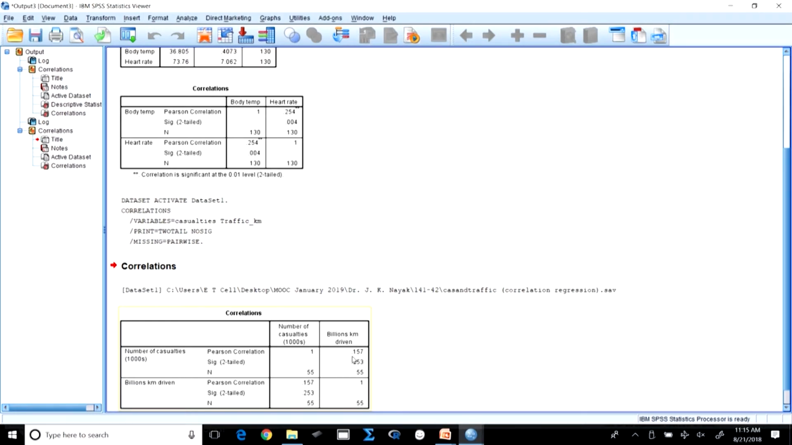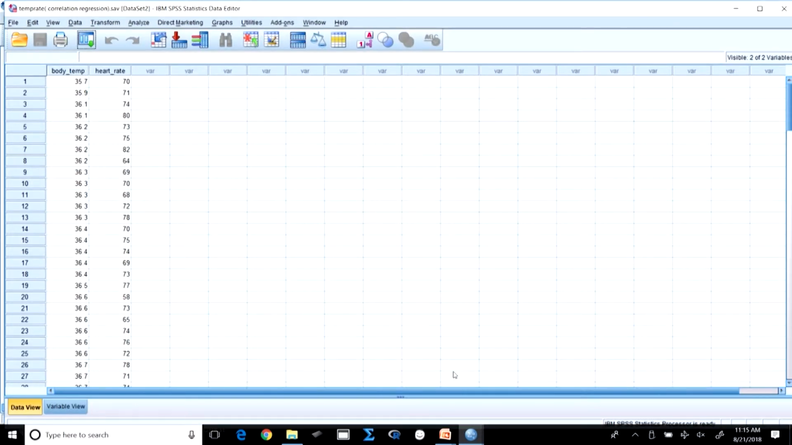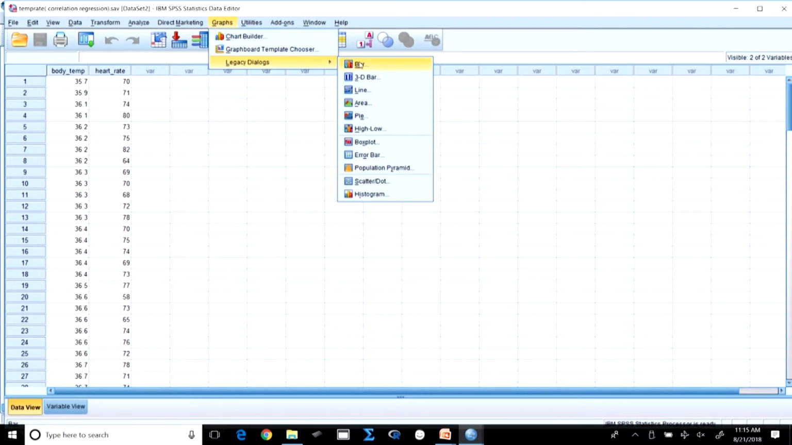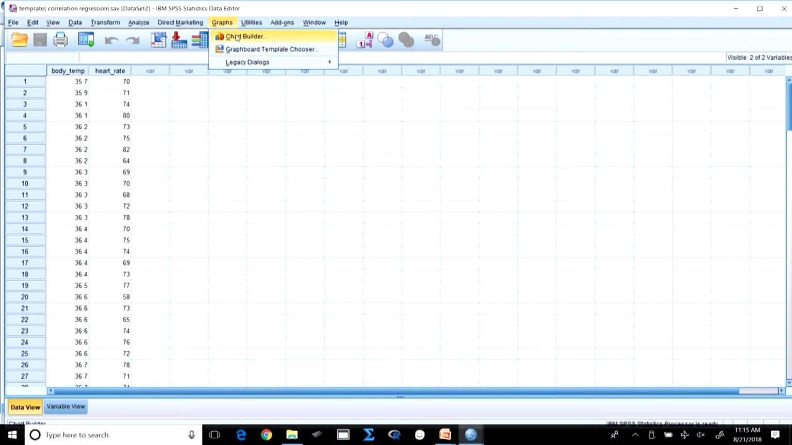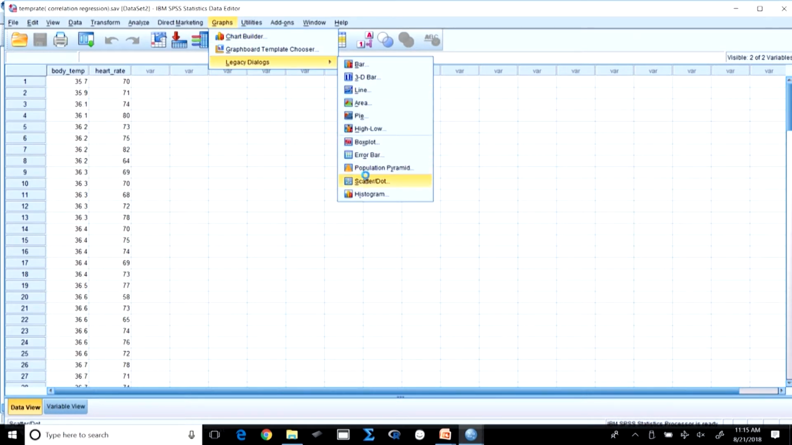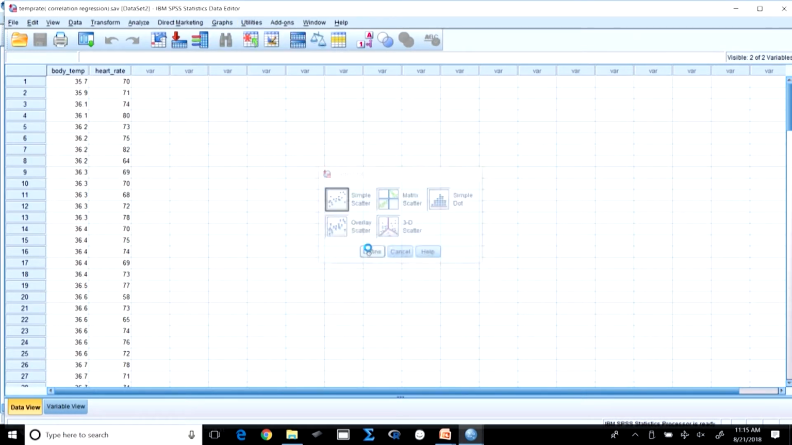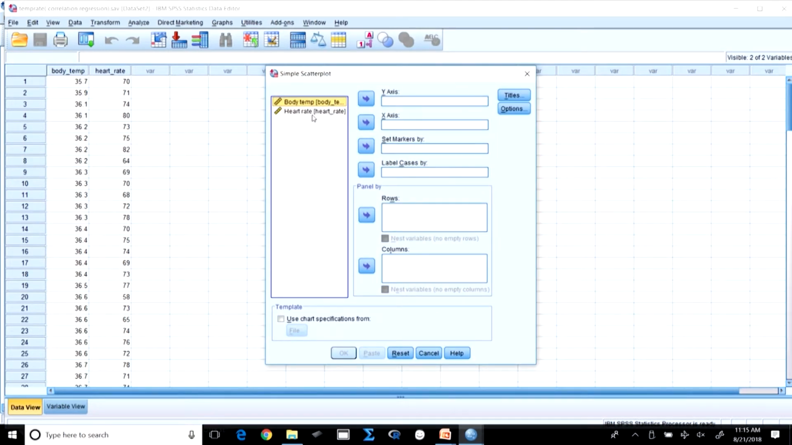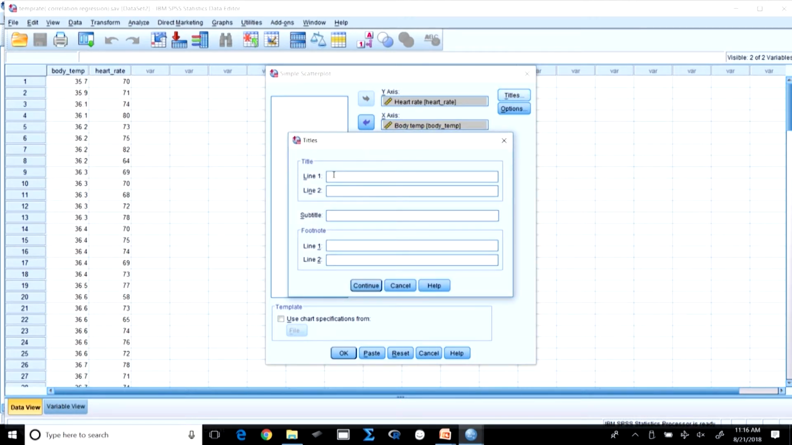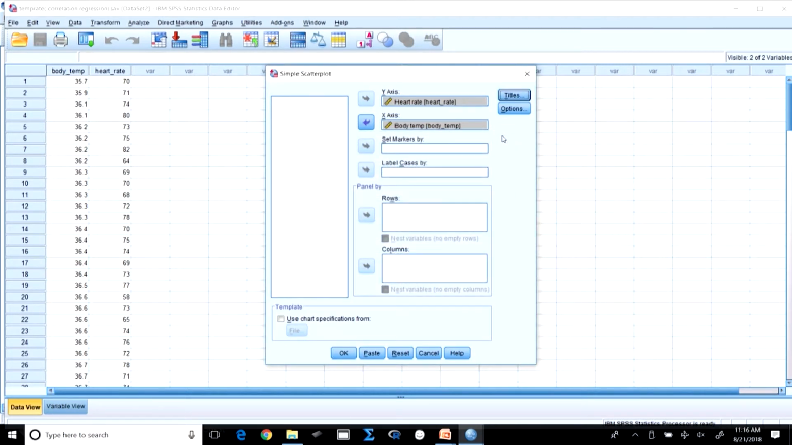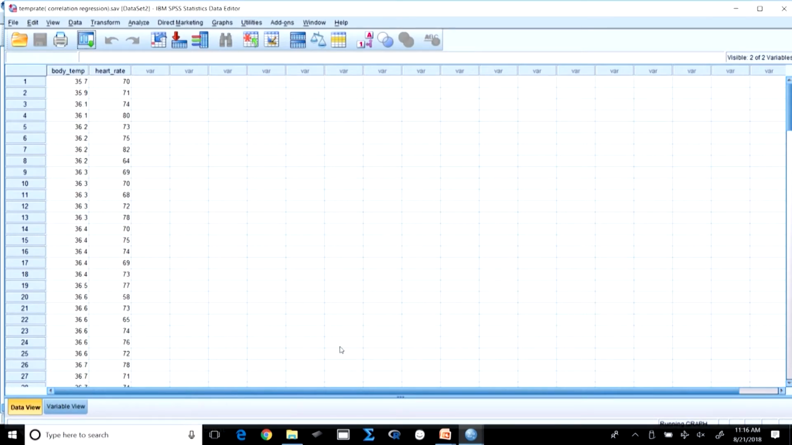If I want to show you how this would have looked in the scatter diagram, because some people wanted that, I have explained the scatter diagram, so I will explain how you show this relationship in it. Go to Chart Builder or Legacy Dialogs, go to Scatter plot, and go to Simple Scatter. Heart rate is my dependent variable, so I am taking heart rate as my dependent variable and body temperature as my x axis, my independent variable. If you want to give a title to this, you can write it here. Now, I just want to see how it looks.